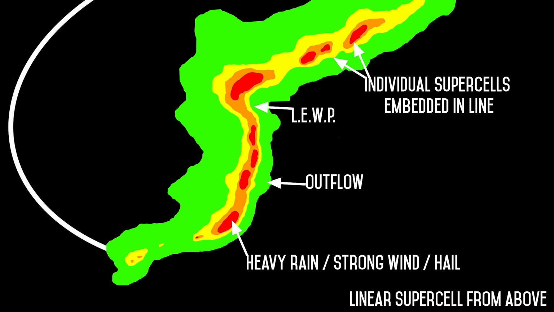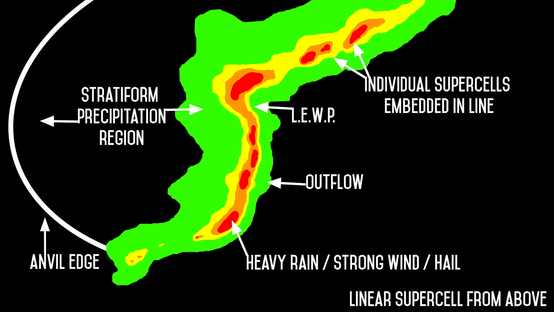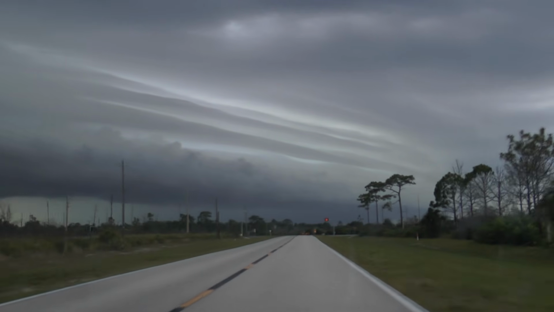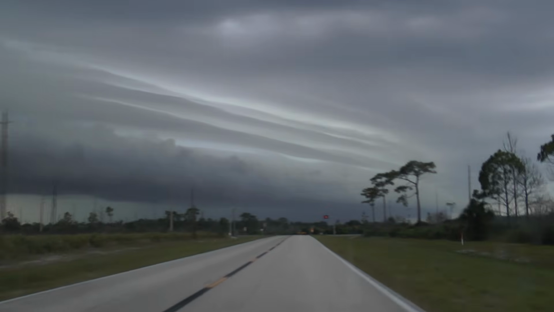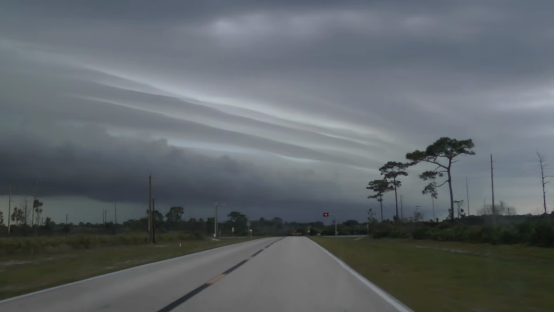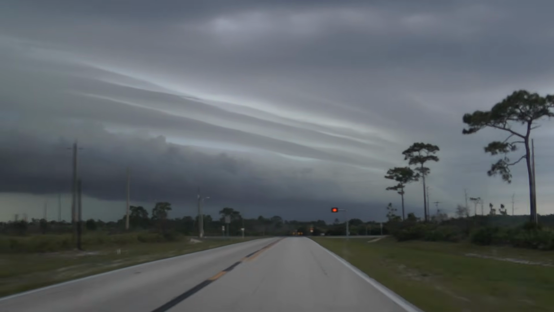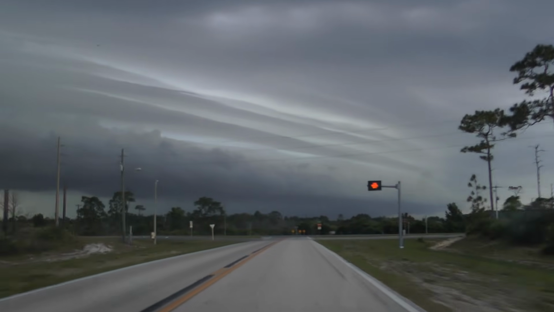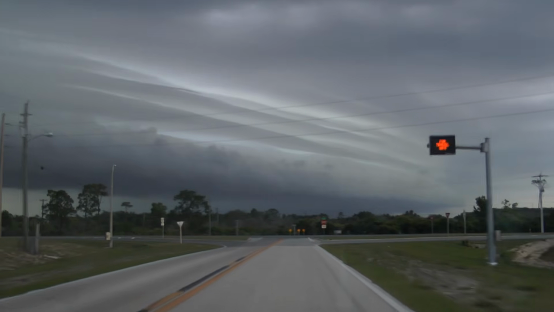The anvil associated with these systems will often trail many miles behind or around the system, producing lightning in the stratiform precipitation region. Organized systems often are preceded by ominous shelf clouds produced by outflow winds. Discrete or semi-discrete mode supercells occur in three varieties.